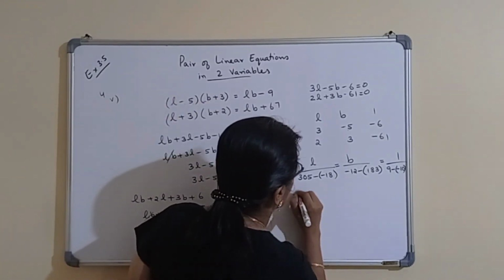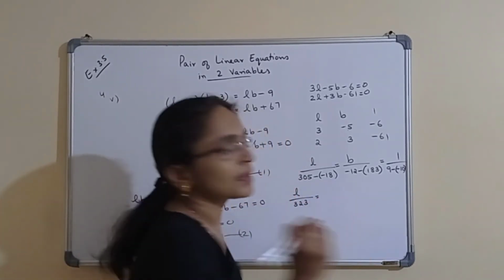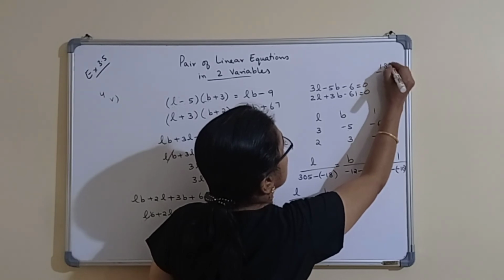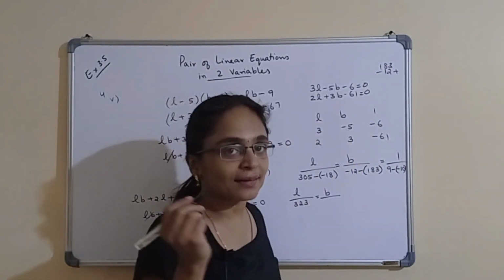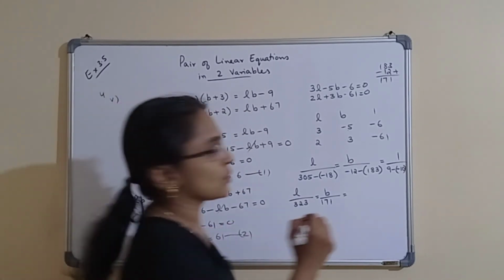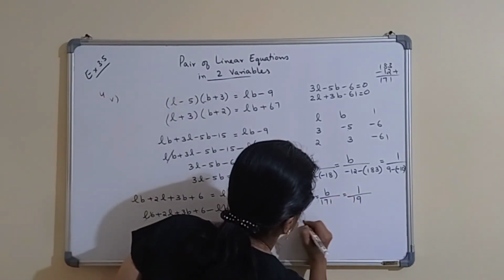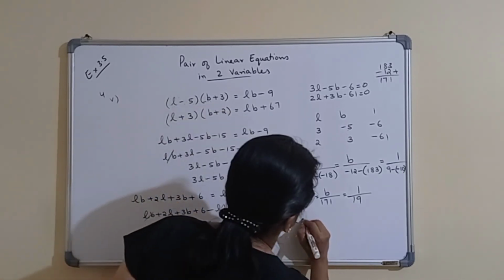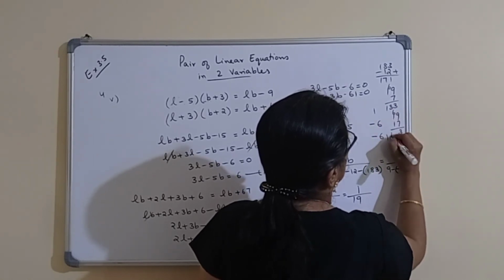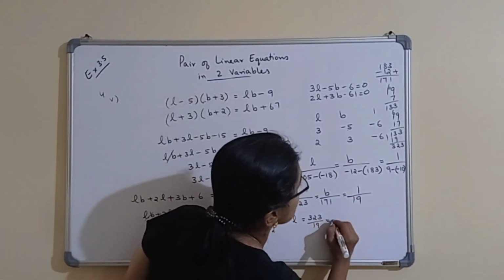Now we have L by 305 plus 18, which is 323. L by 323 equal to B by minus 12 plus 183. So 183 minus 12, which is 171. So B by 171 is equal to 1 by 9 plus 10, which is 19. Now we can equate this. L by 323 equal to 1 by 19 means L is equal to 323 by 19. 19 into 17 is 323. Yes, so this is equal to 17.